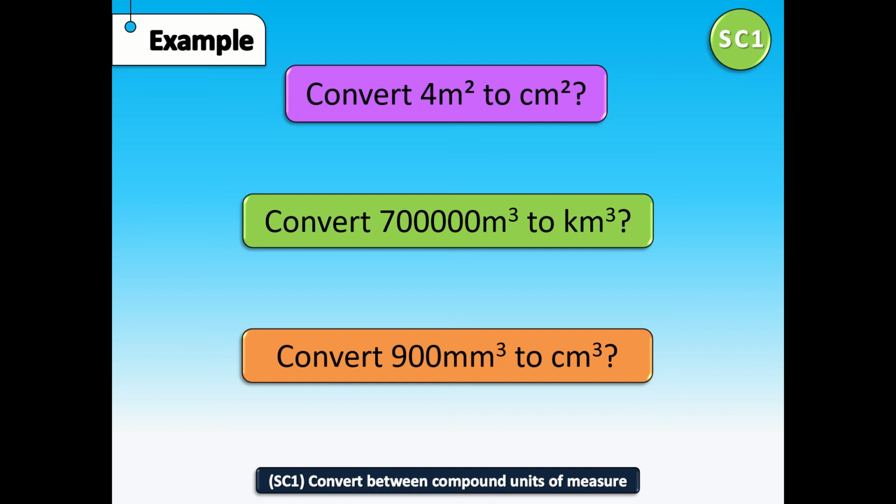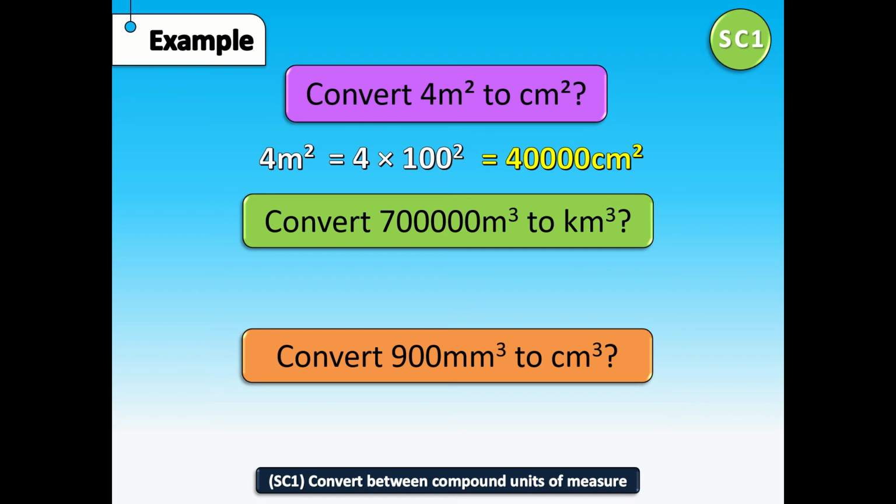So if we want to convert 4 metres squared into centimetres squared, to go from metres to centimetres, we'd times by 100. So to go from metres squared to centimetres squared, we need to times by 100 squared, which would be 40,000 centimetres squared.